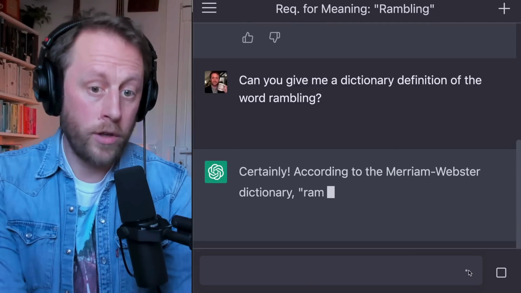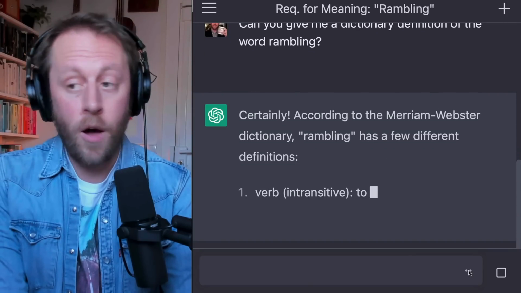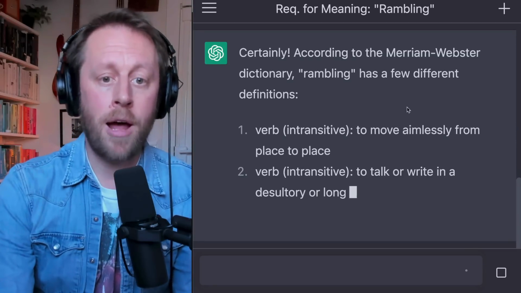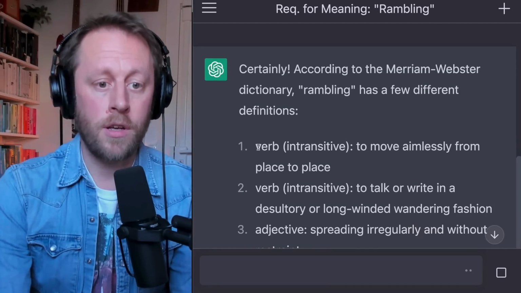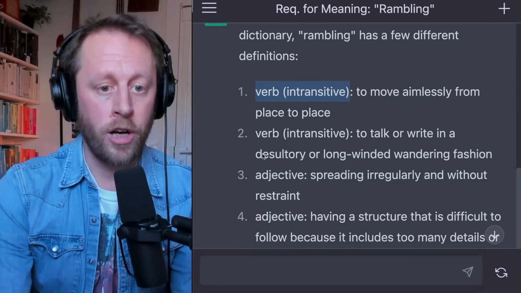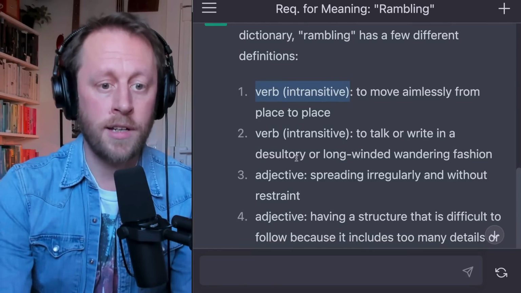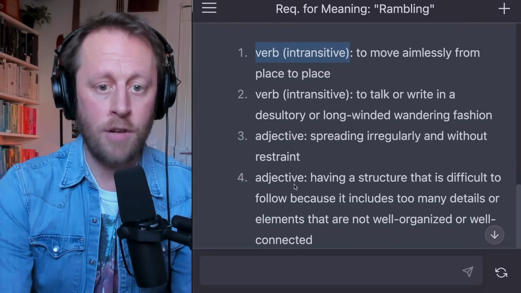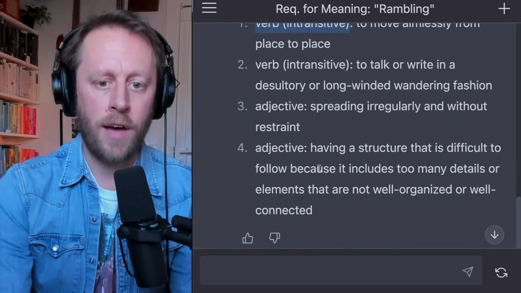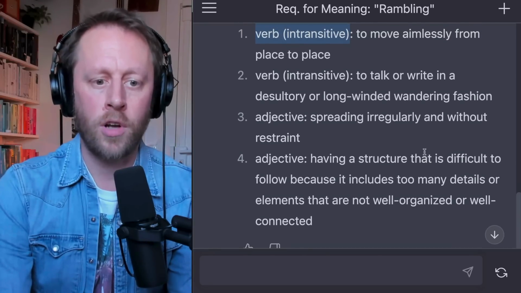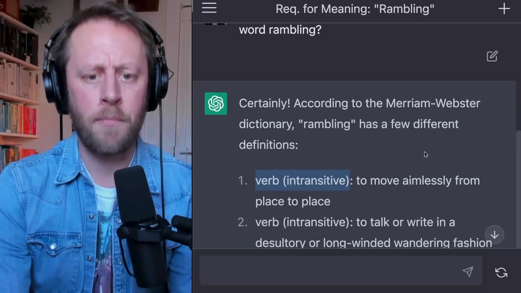It says, certainly, according to the Merriam-Webster dictionary. Oh, okay, so it's able to actually grab information from other dictionaries. Rambling has a few different definitions. So, verb, intransitive, to move aimlessly from place to place. Verb, intransitive, to talk or write in a desultory or long-winded wandering fashion. Adjective, spreading irregularly and without restraint, like the plant. Adjective, having a structure that's difficult to follow because it includes too many details or elements that are not well organised or well connected. So that's just taking it from Merriam-Webster.